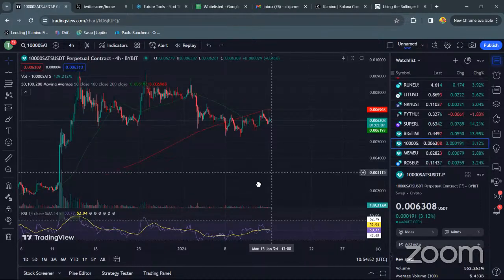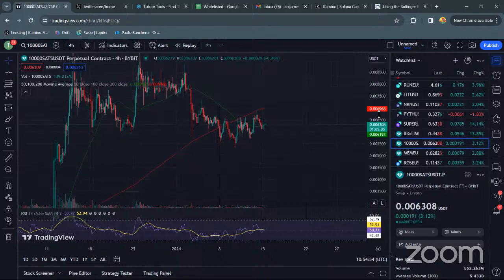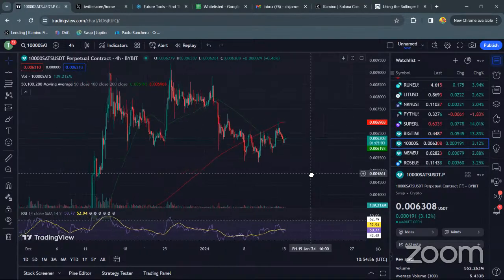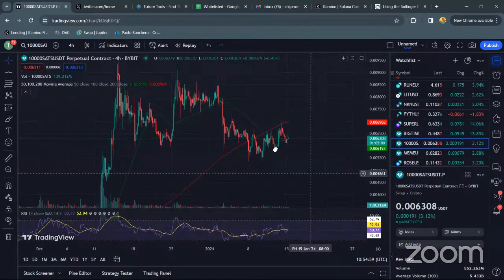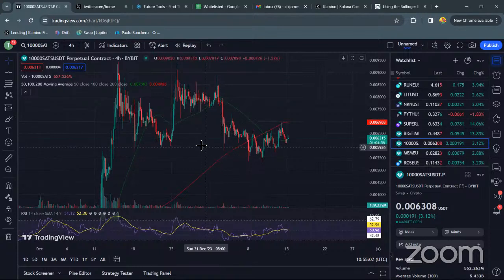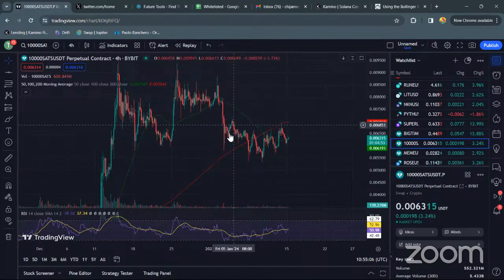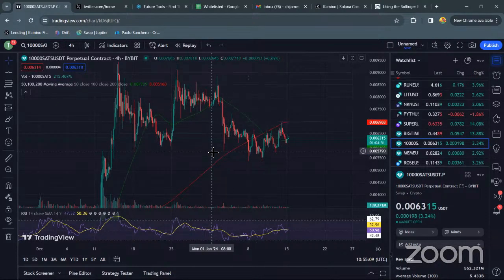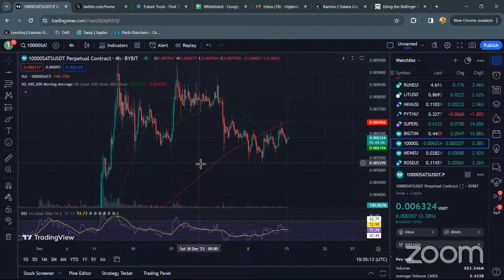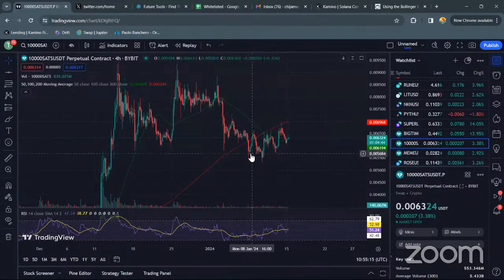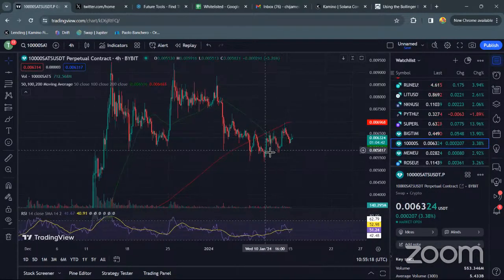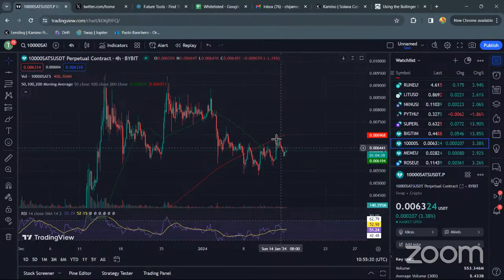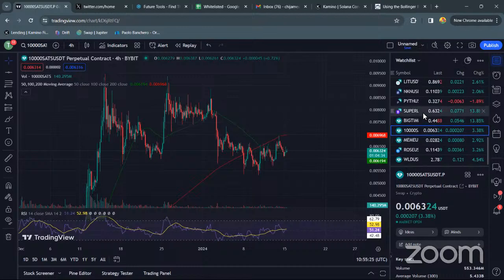SATS is something I'll definitely look for a good entry on. It has been really bullish. I think this dump was when BTC dumped, but it's been pretty consistent and hasn't dropped below this level. It's something I've traded a few times and it has given me cool profit, though I don't know if there's really a setup now. So it's just something you could keep an eye on.